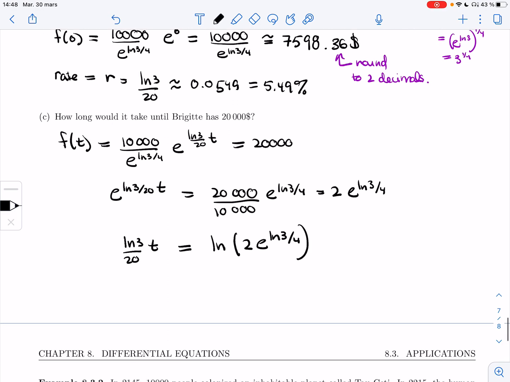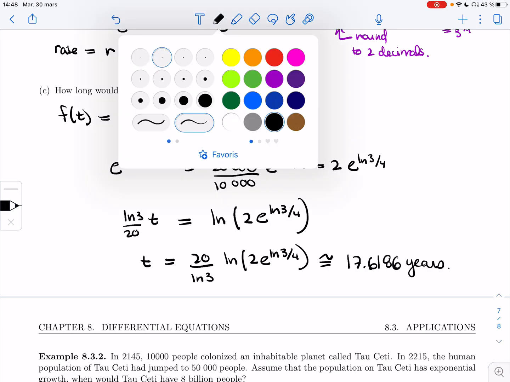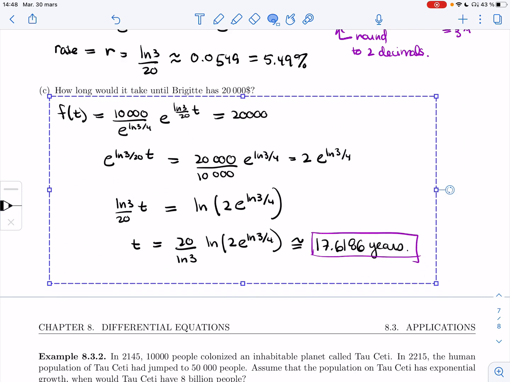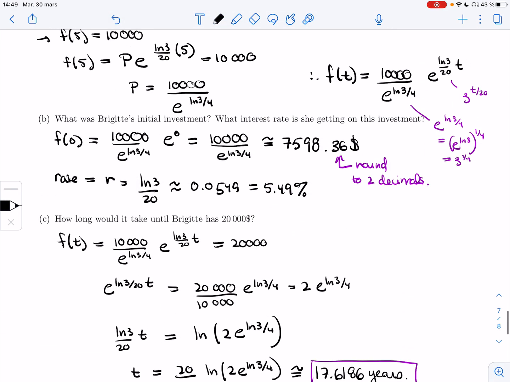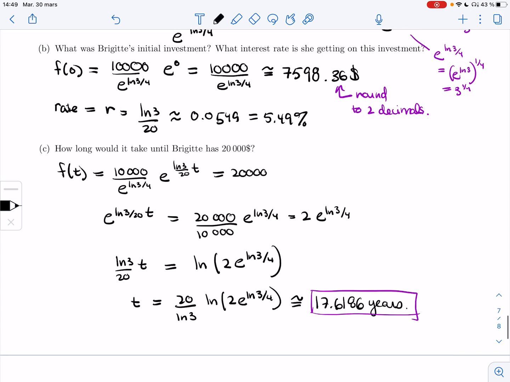Of course, this would simplify nicely, but you don't actually need to do it, right? You could leave it like this, plug this in your calculator, and you should be getting 17.6186 years. So again, this is an approximation. Whenever you have a real life question, then you should use an approximation to make sure that it makes sense. Does it make sense that it takes 17 years? Well, she started with 7,000. We know after 5 she had 10. Yep, it should take longer. 17 sounds good.